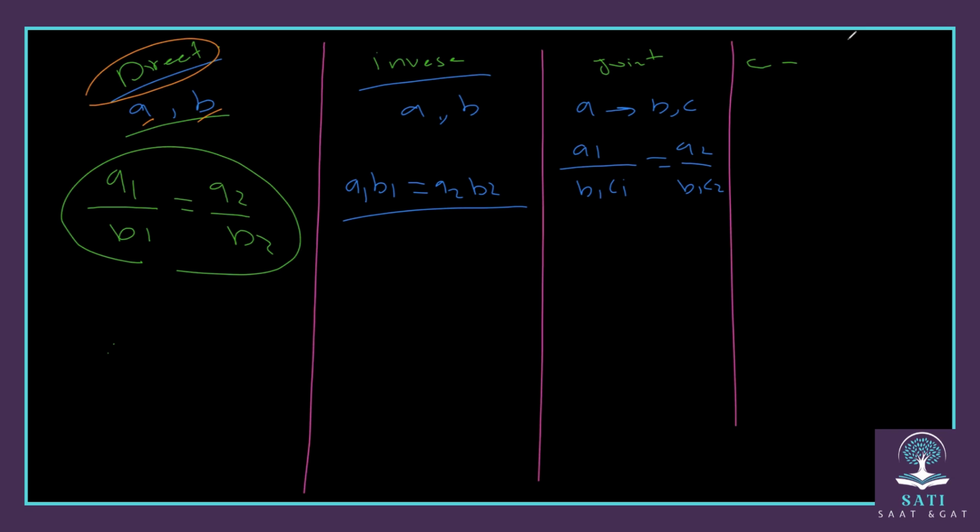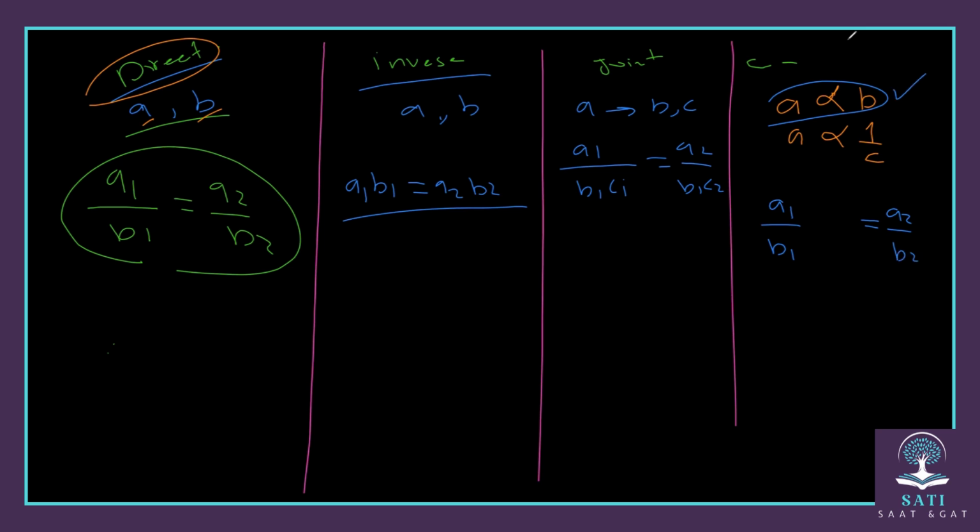Now if I tell you one equation: A is directly proportional with B, and A is inversely proportional with C. How can you write this formula? Look, first go to the first one. A is directly with B, so I write it as division because it's direct: A1 over B1 equals A2 over B2. Now I finished this one, right?